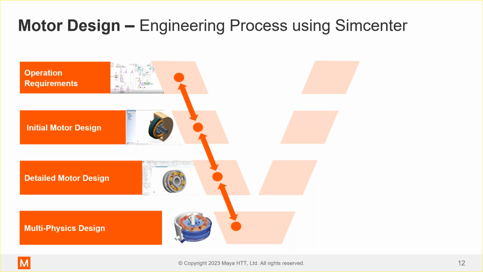You can then proceed into detailed motor design. This might expand into a 3D electric model, more detailed analysis. Maybe we've got some funny things going on in the geometry that we're trying to look at, things like end windings that only really show up when you look at a 3D model. And of course, we can start looking at multi-physics designs where we're looking at losses, we're looking at vibrations and forces, etc.